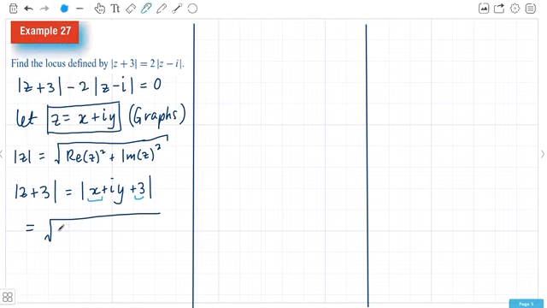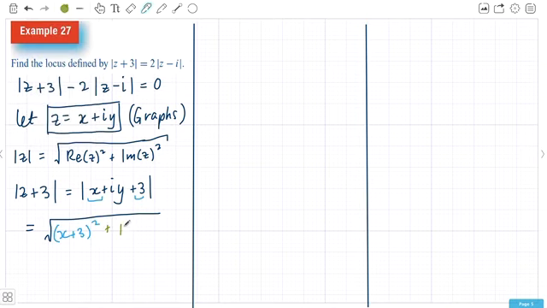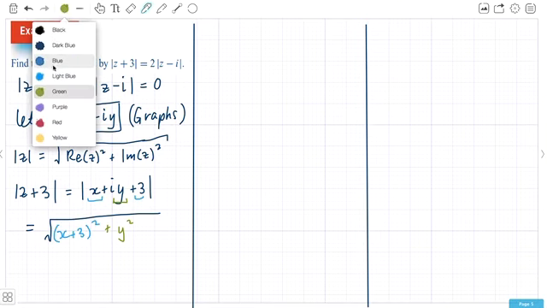So the real part squared would be x plus 3 all squared. The imaginary part, I'll do this in green, is 1 times y, squared, because that's the imaginary part here with the i. Okay, so we have that.